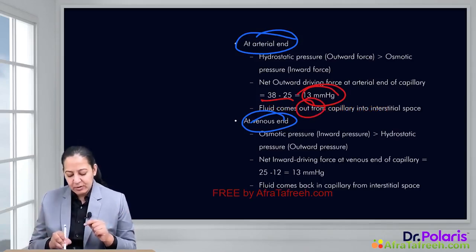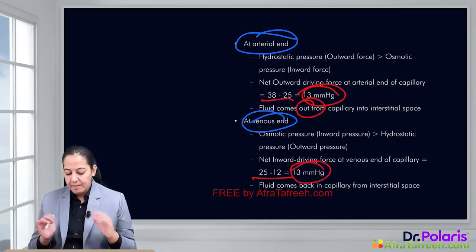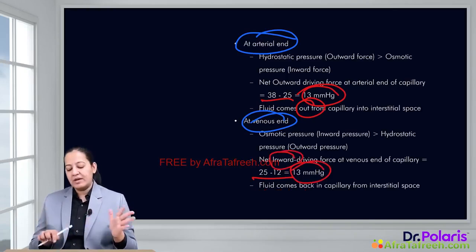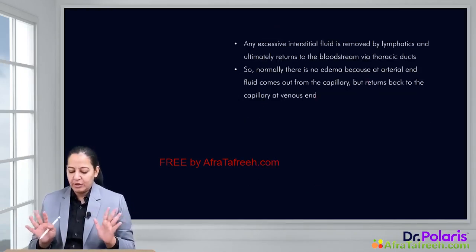At the venous end, it is 25 minus 12. So again, it is 13 mm of mercury. The net pressure is 13 mm, but this time, it is inward. This pressure is net inward. So net outward, net inward. So there is a balance. I have explained to you what is the balance.